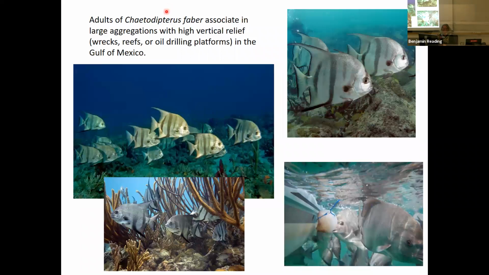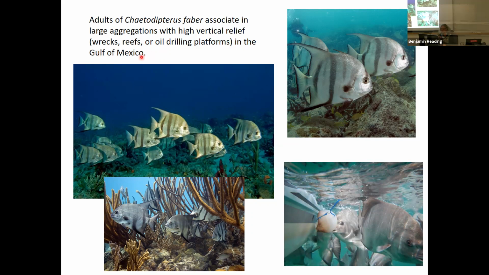We look at adults here of Chaetodipterus faber. These things associate in large aggregations with a high vertical relief. So sometimes shipwrecks, coral reefs, for example, and also offshore oil drilling platforms. So they do like to have structure. Here are some spadefish hanging around the hull of a boat.